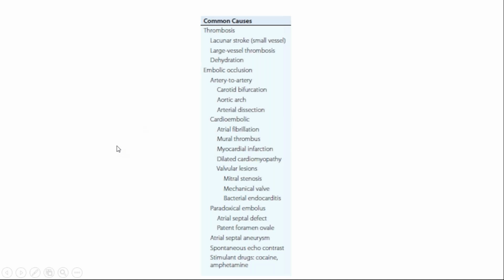These are the common causes of stroke: embolic occlusions, that is artery-to-artery occlusion caused by the carotid bifurcation or aortic arch, or cardioembolic, that is an embolus from the periphery. If a patient has infective endocarditis, any vegetation can get dislodged, go into the brain, and cause stroke.